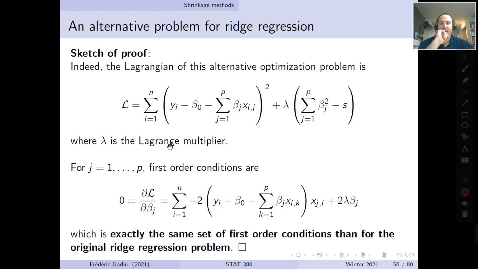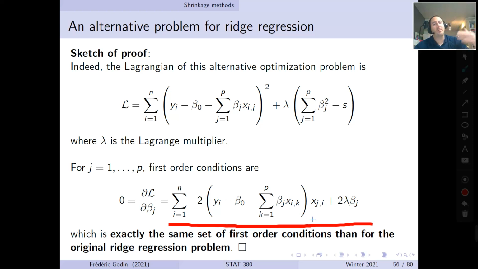So if you do that, for example, for any j in 1 to p, any explanatory variable, if you take the first order condition and differentiate this Lagrangian with respect to beta j, what you obtain here is, the 2 goes in front, the minus sign goes in front also. And the derivative of this guy with respect to beta j is just twice lambda beta j. So we see here that this first order condition is exactly the same that you had for the ridge regression.